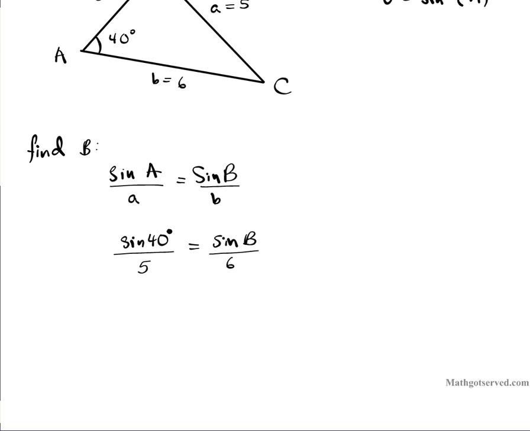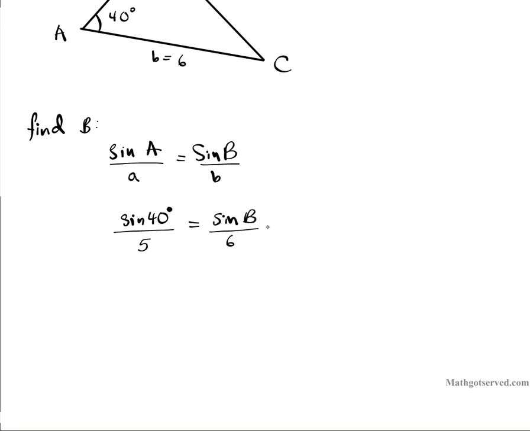It's 5 b 6, good. I multiply both sides by 6, so I times this side by 6, times this one by 6, times this by 6. This cancels out, and then I'll have sine b equals 6 sine 40 over 5. All right, let's plug that in the calculator. 6 sine 40 over 5.